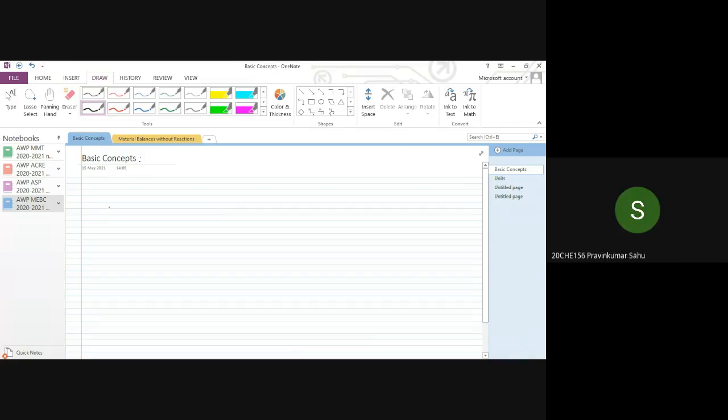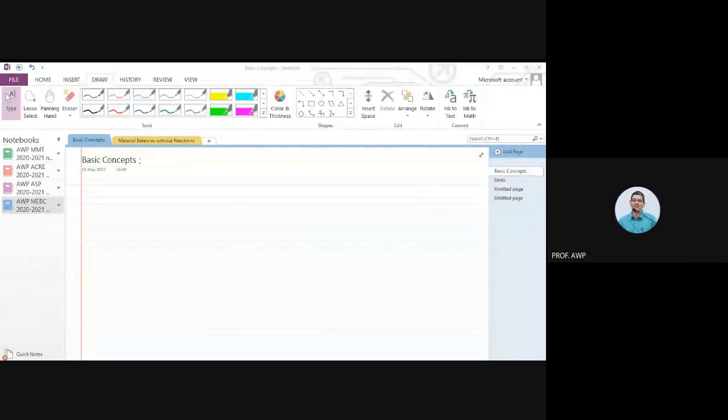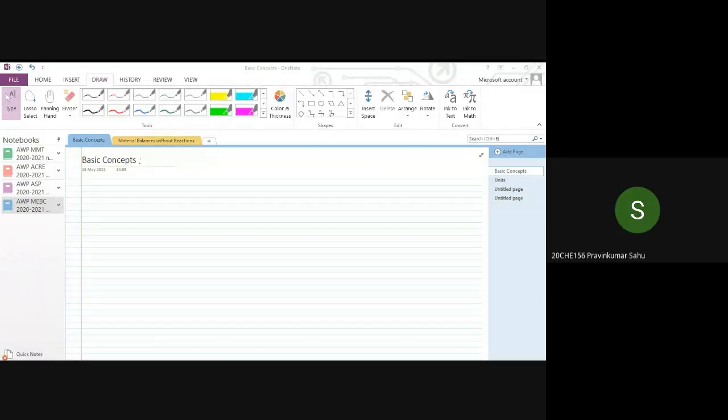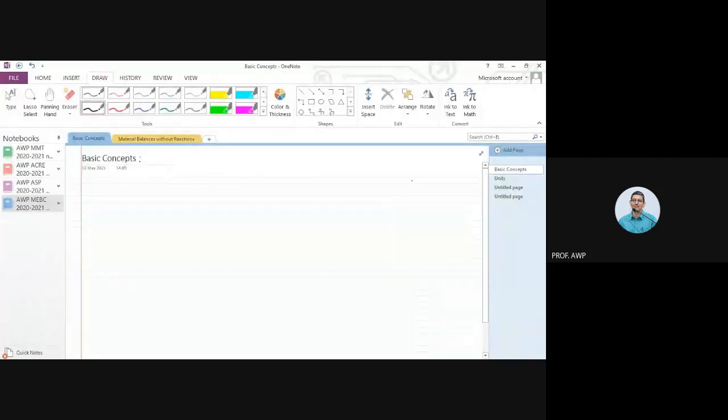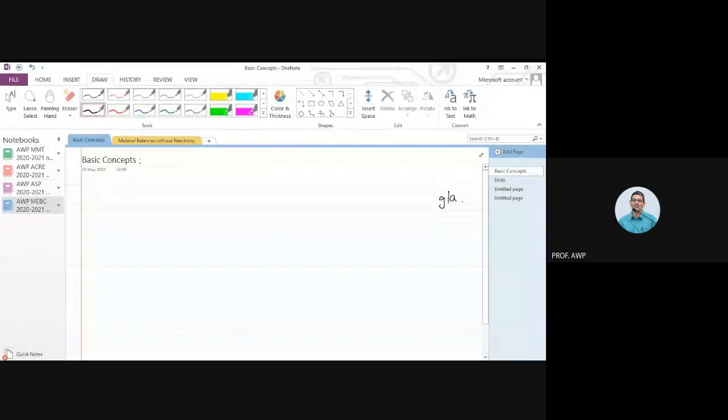From raw materials, yes. So who wants to say? Praveen Kumar, go ahead. Sir, from raw materials and different processes. No, you tell me first the name of the product that you want to discuss, then what the raw materials are and how that product is made. Maybe glass. Glass, all right. So how do you think glass is made?